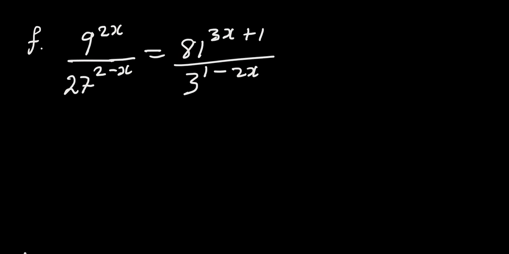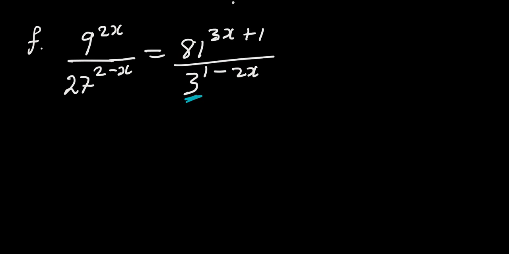All right, so this is the last question, question F. And we have 9 exponent 2x over 27 exponent 2 minus x equal 81 exponent 3x plus 1 over 3 exponent 1 minus 2x. All right, so over here we have the minimum base of 3, so we have to change the other numbers.